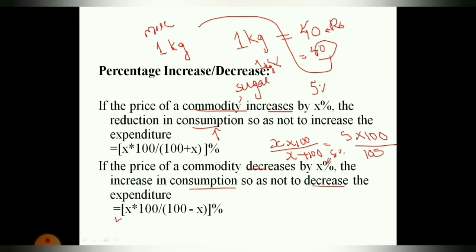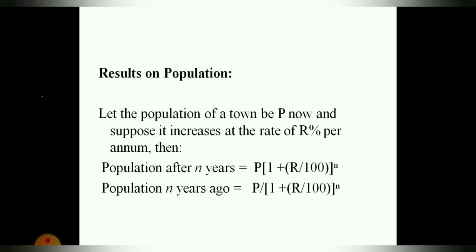So in order not to decrease the expenditure, we have to increase the consumption. So 5 into 100 by 100 minus 5, that is equal to 95, so 500 by 95 percentage. Okay, so percentage increase or decrease can be calculated using this equation.